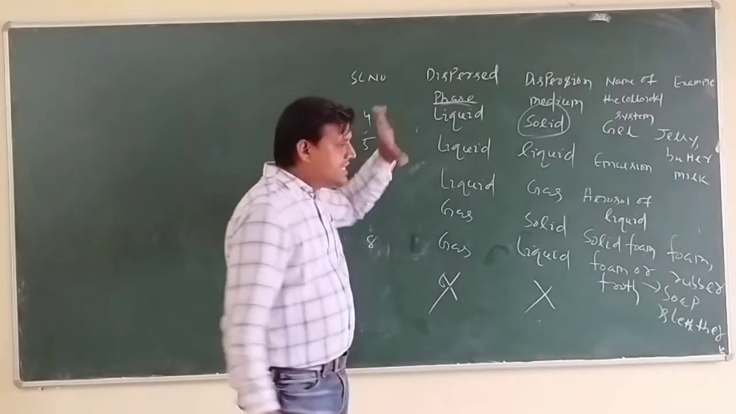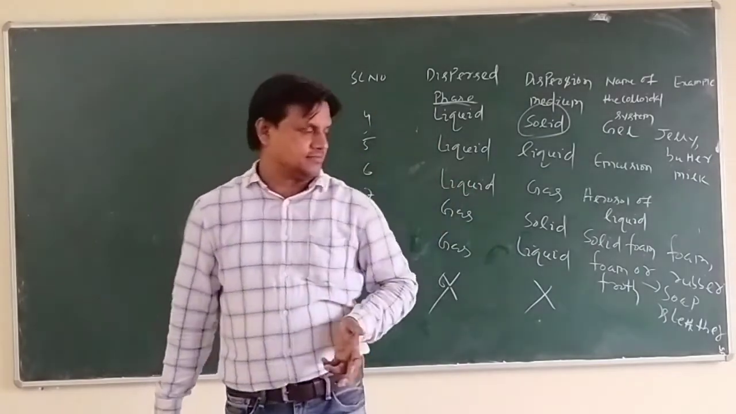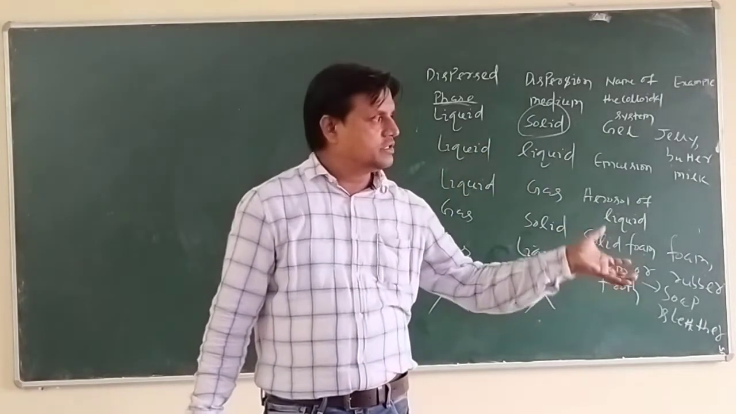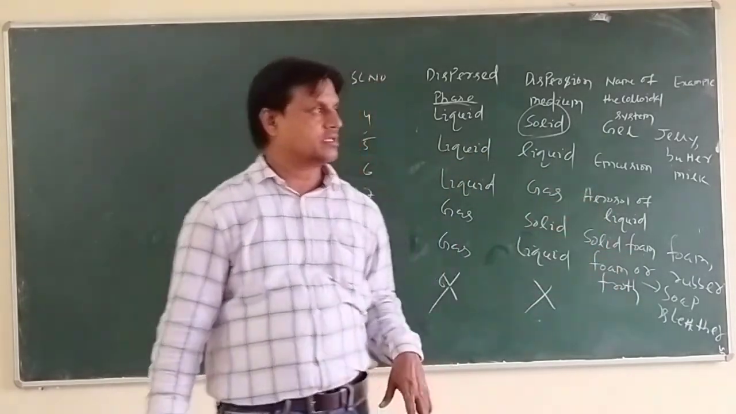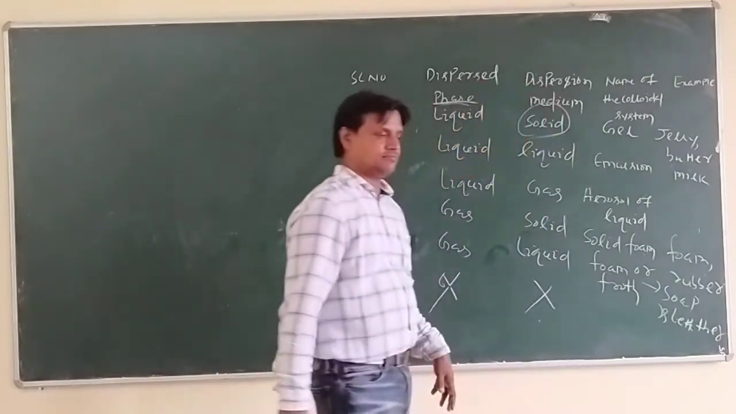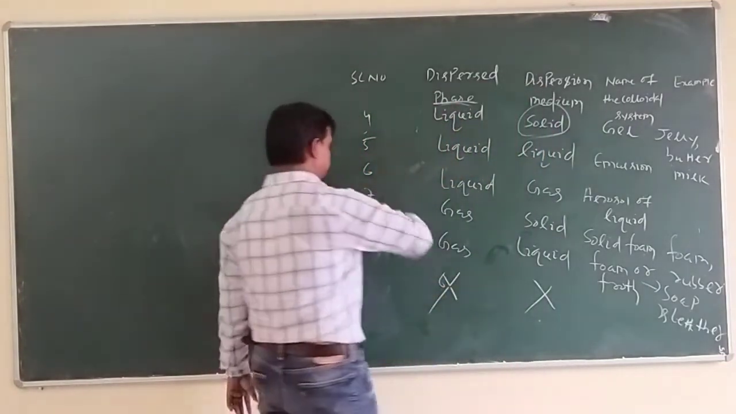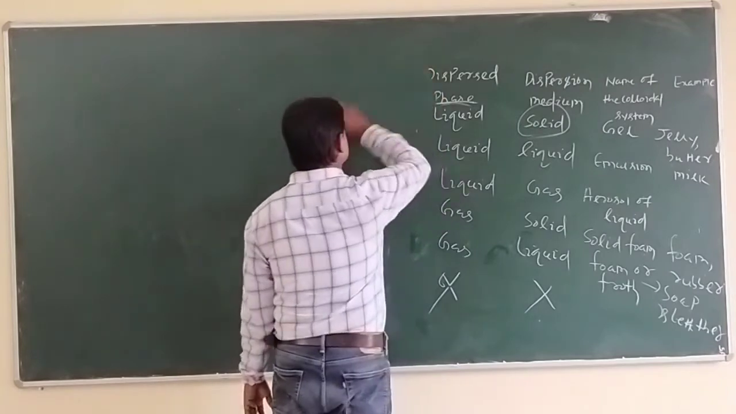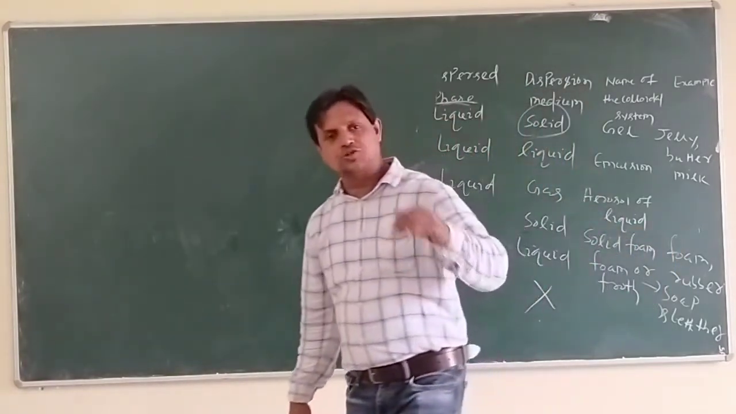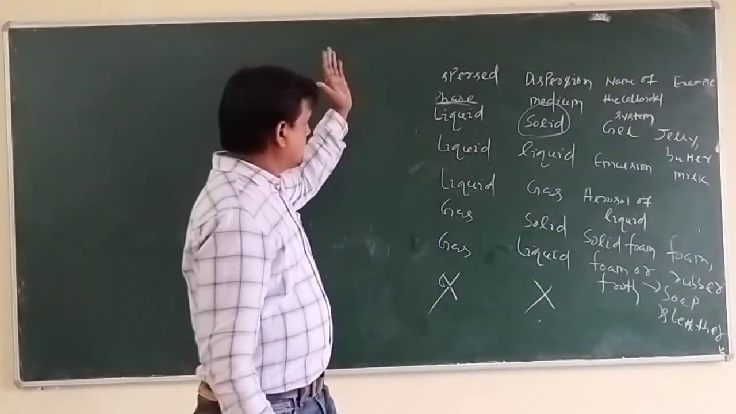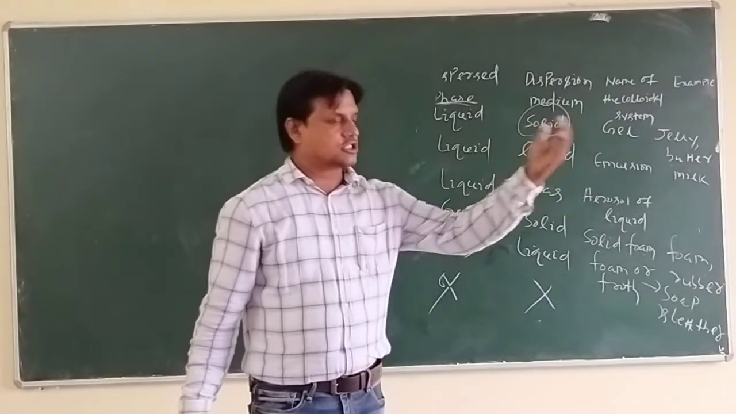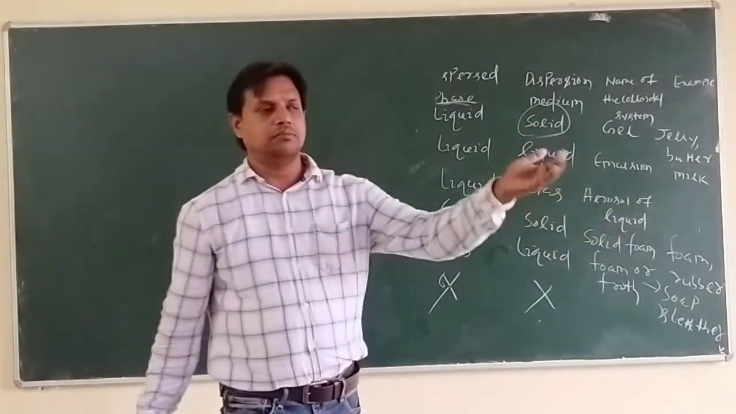So there are totally 8 types of colloids on the basis of the nature of the dispersed phase and dispersion medium. So number 1 classification of colloidal solution is over. Number 1 classification was on the basis of nature of dispersed phase and dispersion medium.